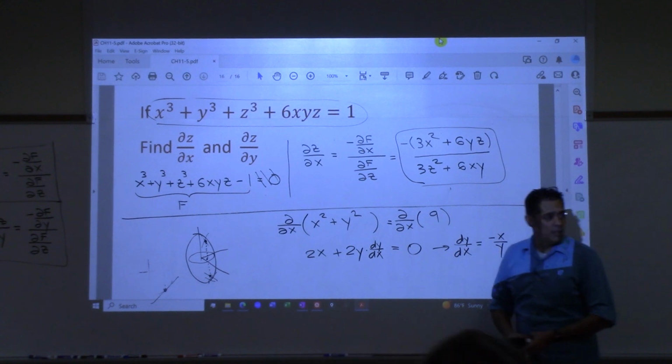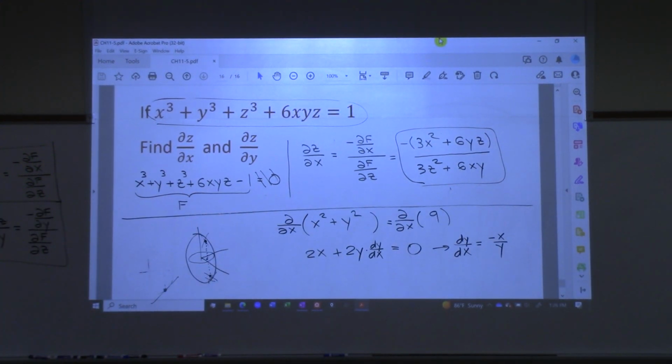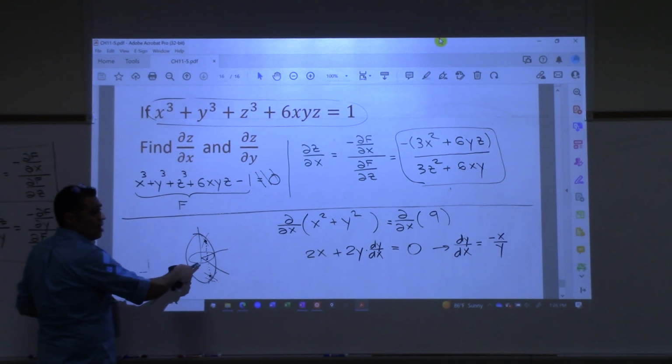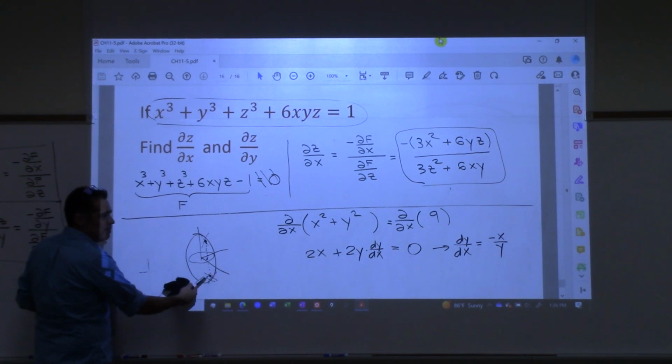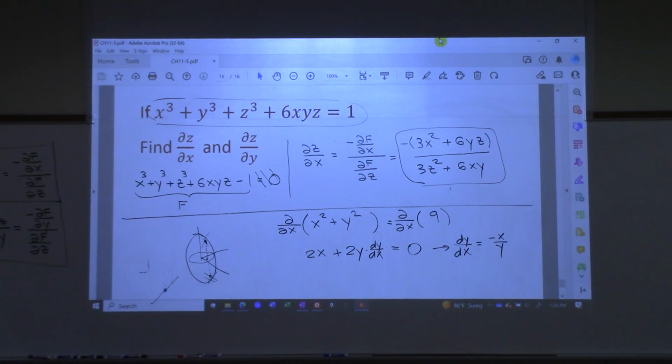Yes? Wouldn't there be a mirror point along each axis? Well, it depends on the surface, right? On this, yes, you would have a point on the bottom as well. But an equation with 3 variables doesn't have to be a closed surface. It could be like the saddle that we saw. So sometimes yes, sometimes no.